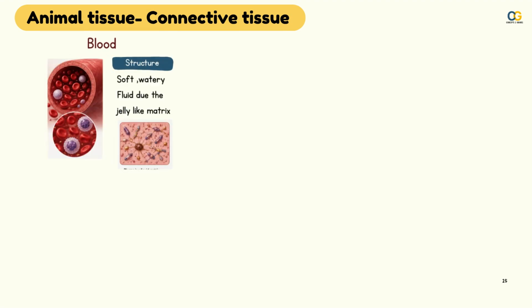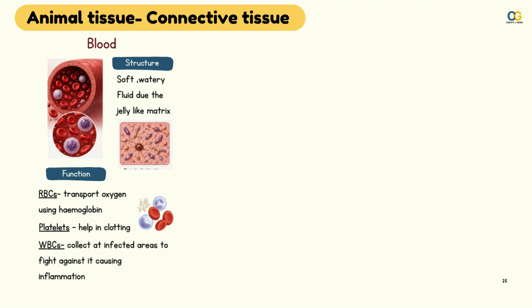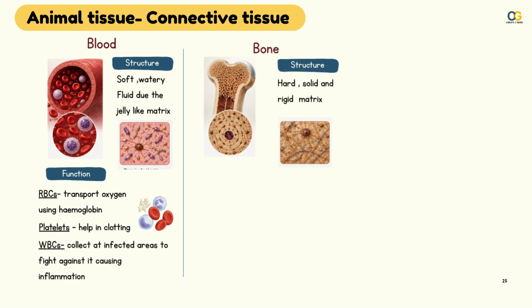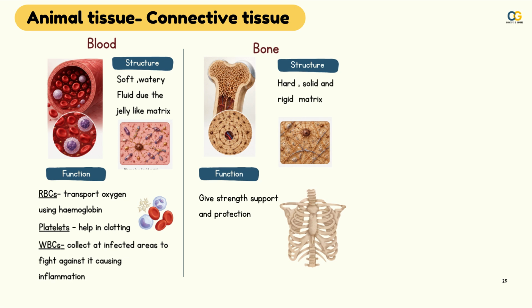Moving on to connective tissue, where the first connective tissue in our body is blood. Blood has a soft, watery, fluid-like structure due to its jelly-like matrix that helps transport different kinds of gases and nutrients through the body. The red blood cells transport oxygen using hemoglobin, platelets help in clotting of the blood, and white blood cells collect at infected areas to fight against infection and cause inflammation. The other kind of connective tissue is bone, which has a hard, solid, and rigid matrix, and its function is to give strength and support and protection to internal organs.